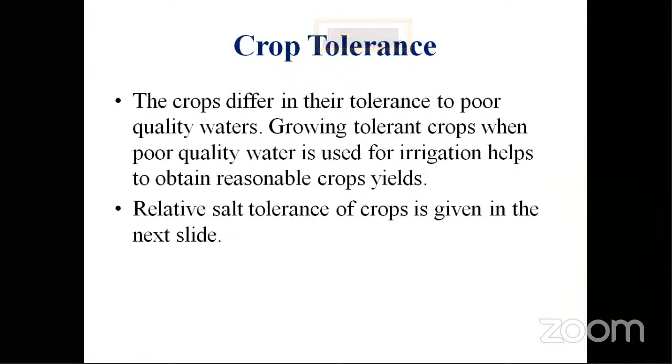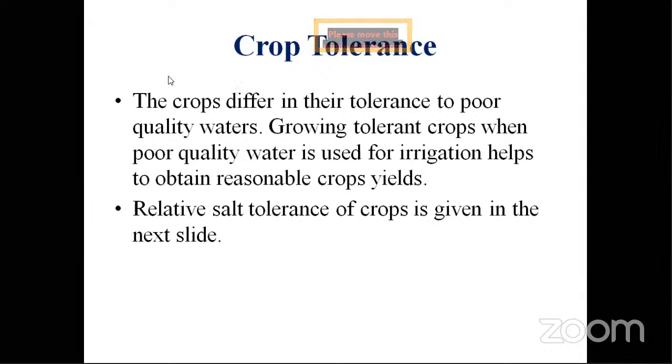Next one is crop tolerance. Crops differ in their tolerance to poor quality water. Generally, some of the regions will be having high amount of salts in the soil surface. So in those areas, we cannot grow sensitive crops. We should grow tolerant crops in these salty areas. Here we can see the different types of crops which are tolerant and sensitive to salts.